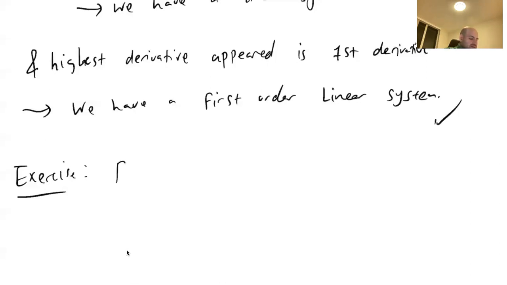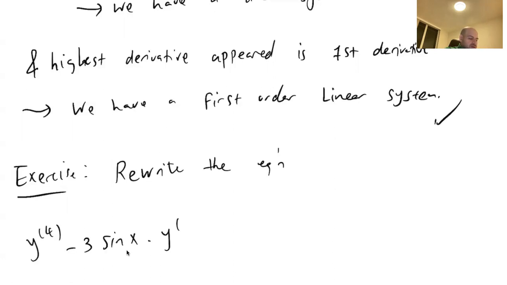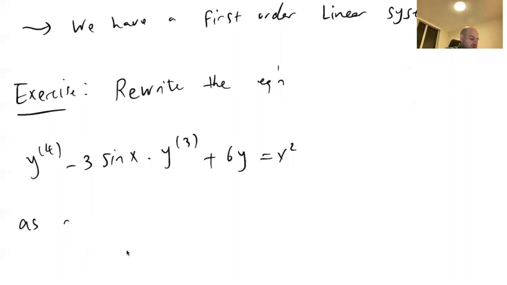So rewrite the equation y fourth derivative minus 3 sine x, y third derivative plus 6y equals x squared as a first order linear system of ODEs.